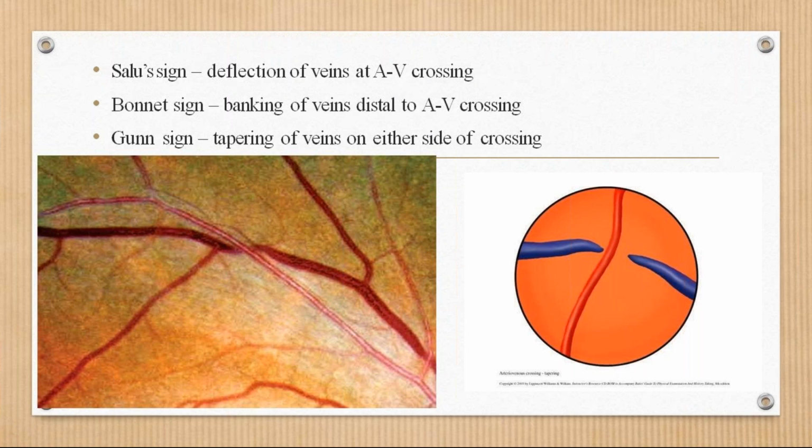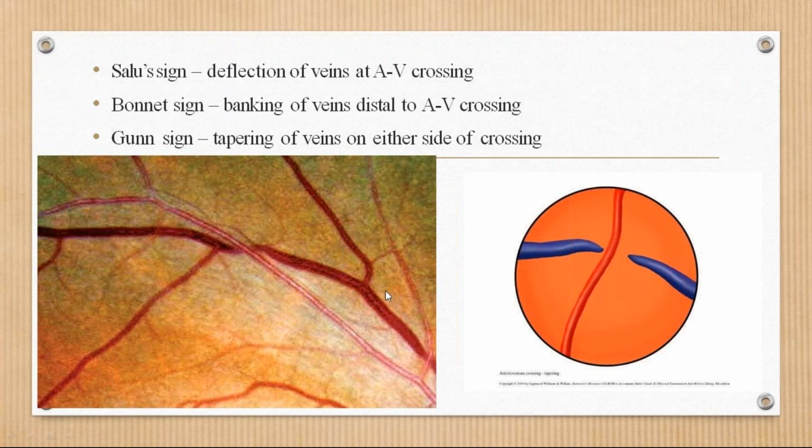You have to know all these signs. They are very important. They'll ask you in viva. So when there is deflection, then it is Salus sign. Okay, next one is Bonnet sign, banking of veins distal to AV crossings. So there will be banking of veins distally. I couldn't get that picture because it's not here. And next one is Gunn sign, tapering of the veins on either side of crossing.